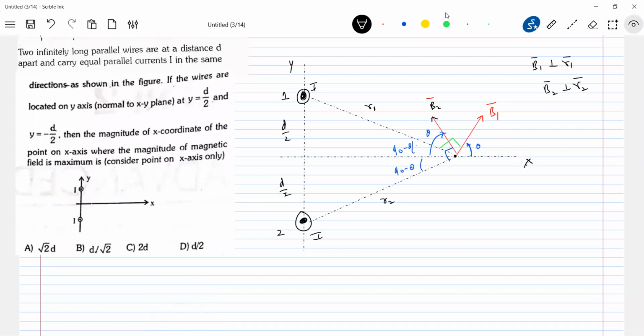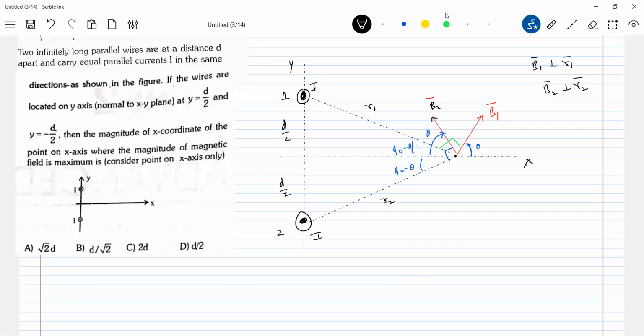B bar due to long wire, concentric circles. Here you draw a circle. Like that you draw a circle, so the circle will come like this. Draw a tangent. Similarly, you draw a circle for I1. Again, draw a tangent. And now calculate the resultant field at that particular point.